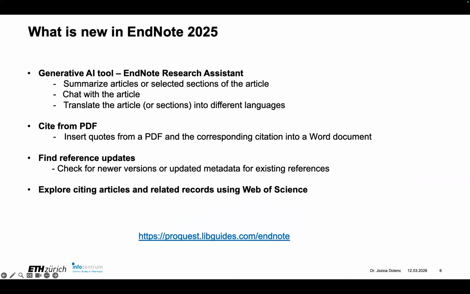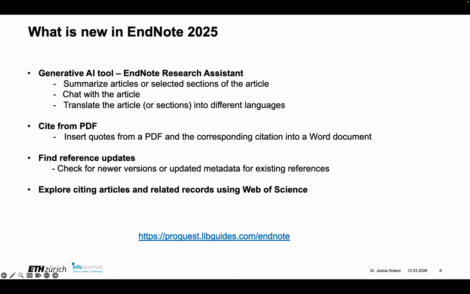So what I'm going to highlight now is what is new in EndNote 2025, so the new version. As you can imagine, they invested their time into AI. So they have added a generative AI tool into EndNote to be able to summarize articles that you have in your library. So if you have a PDF, there's a so-called EndNote Research Assistant that will tell you what is inside that article and with whom you can chat about the article content. I'm going to demonstrate that to you. I hope it's going to work.